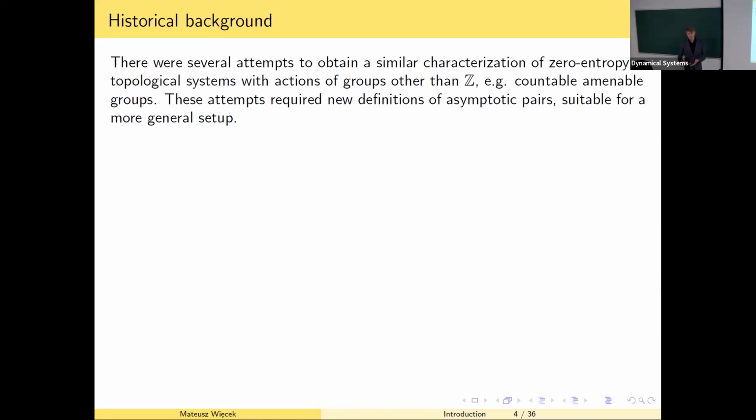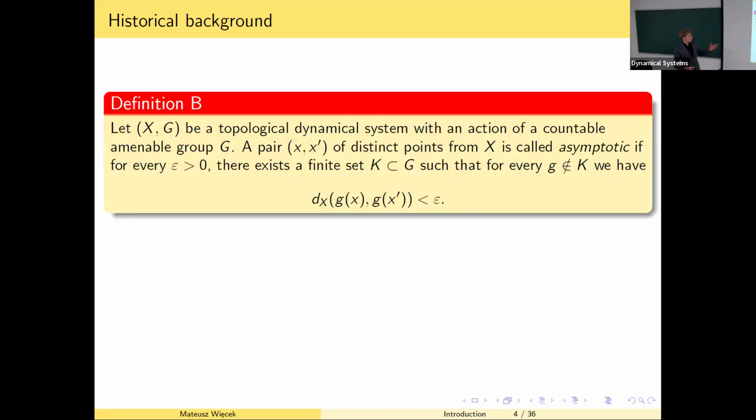But of course, every such attempt would have required new definitions of asymptotic pairs which would fit this more general setup. And there were two approaches to this problem. One approach was to take a very general definition of asymptotic pairs, which would not refer in any sense to orderability of the group. And this is definition B, which is presented on the slide.